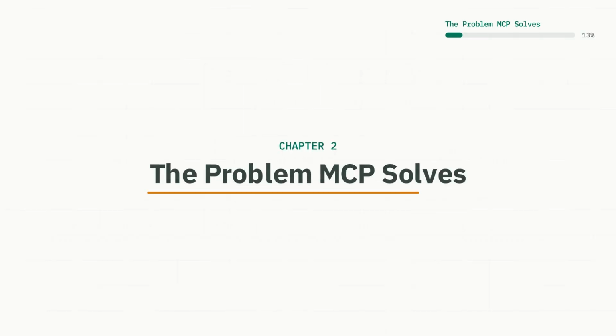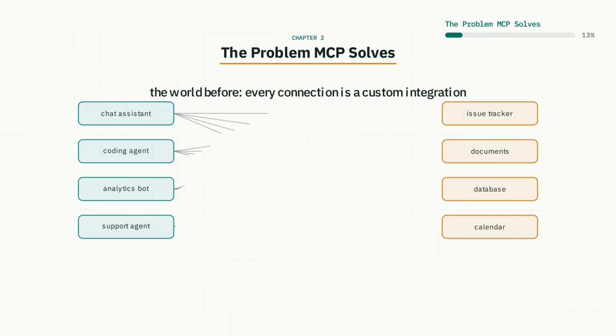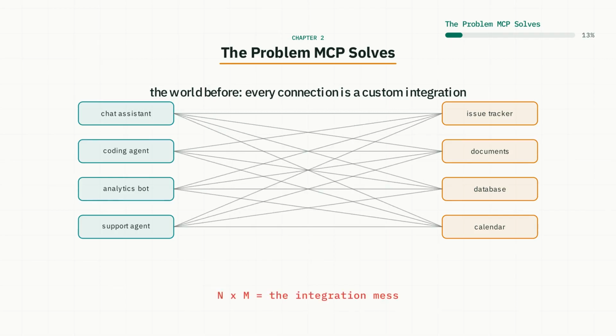Chapter 2, the problem MCP solves, because a protocol only makes sense against the pain that produced it. Picture the world before. You have several AI applications, a chat assistant, a coding agent, an internal analytics bot, and several systems they need to reach: an issue tracker, a document store, a database, a calendar. Every connection is a custom integration, bespoke authentication, bespoke data formats, bespoke error handling.